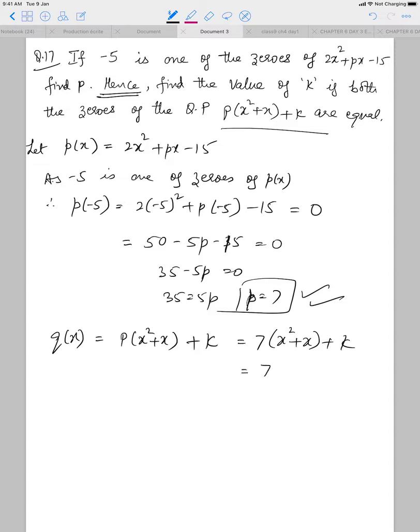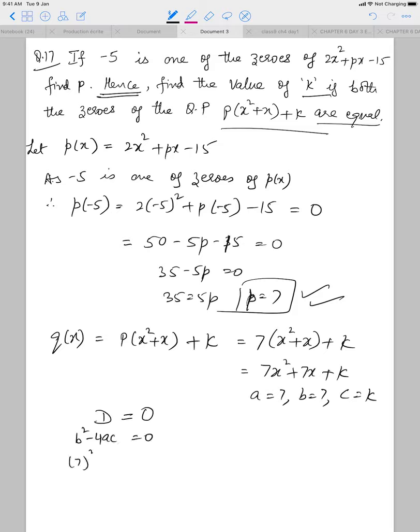So, if I just write it in the standard form, this polynomial will be like this, where a is equal to 7, b is equal to 7, c is equal to k. Now, they want to find the value of k if both the zeros are equal. What is the condition for equal zeros? That the discriminant should be equal to 0. Discriminant is b square minus 4ac. So, that means 7 square minus 4 into 7 into k is equal to 0.